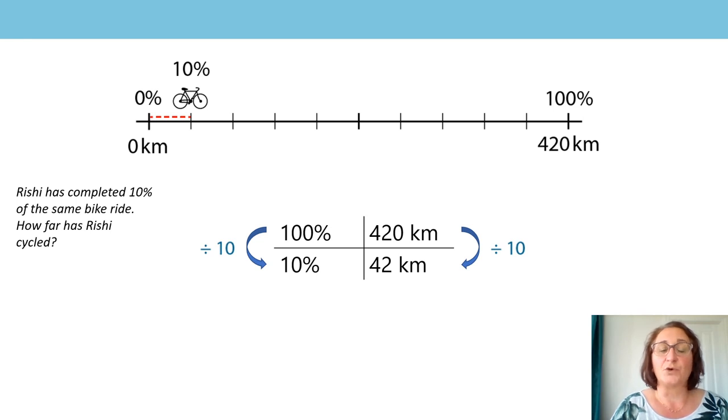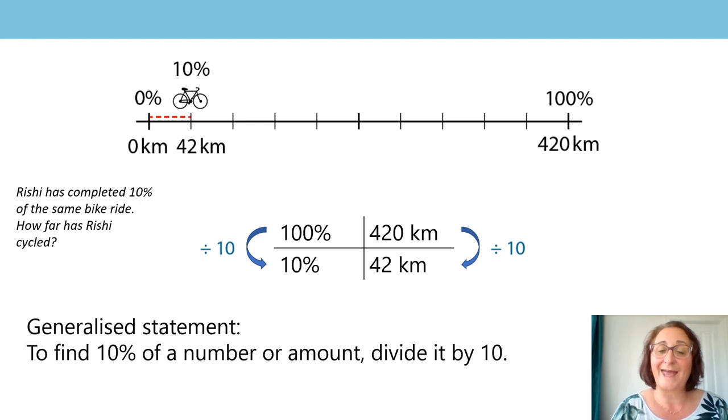100% of the race is 420 kilometres. We know that 10% is equivalent to 0.1 or 1/10 of 420, and we find this by dividing the whole into 10 equal parts. Each equal part has a value of 42 kilometres. Rishi cycled the distance of one of these parts, so he cycled 42 kilometres. We could say, to find 10% of a number or amount, we must divide it by 10.